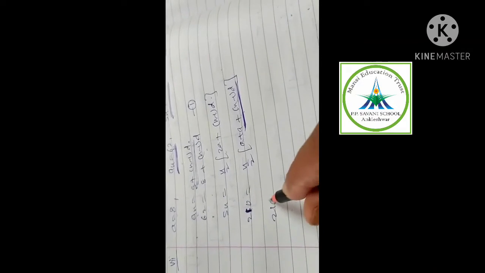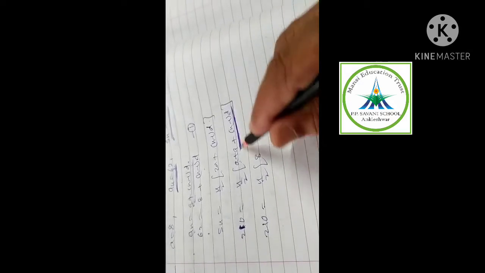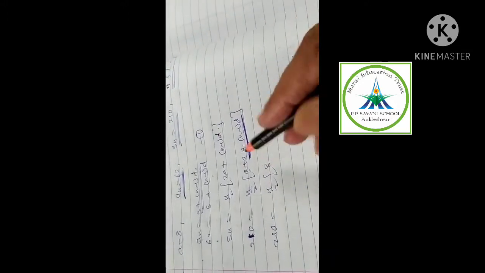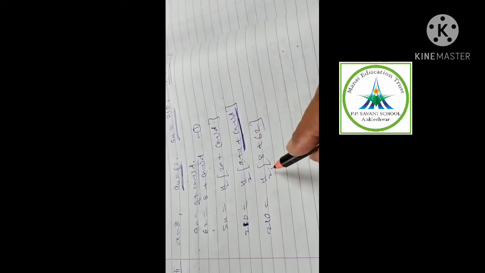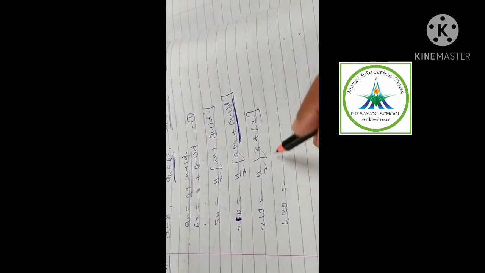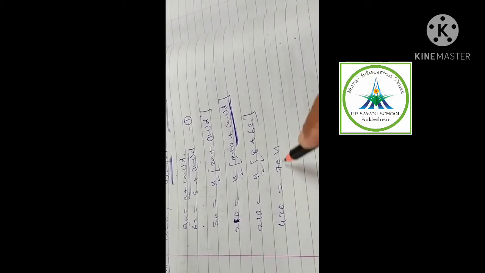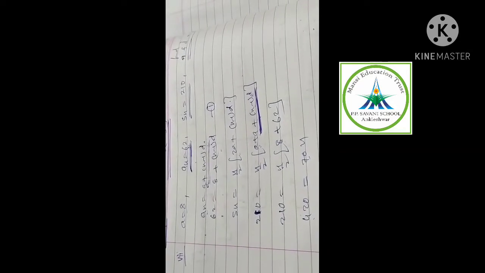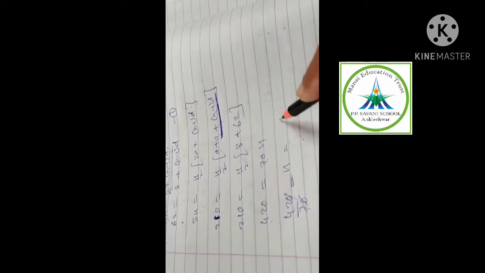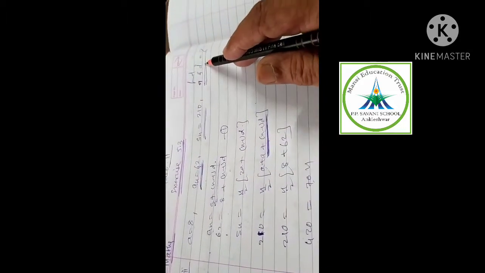See, n upon 2, a is known to us, 8. In this place, a plus n minus 1 d, that is the value of an. Directly we are given 62. We are writing 8 plus 62. Now I am taking this to this side. 420. Yes or no? 8 plus 62, 70. Bring 70 this side. You got 420 upon 70 equal to n. Zero cancel. So you got 6. Answer. You got n.